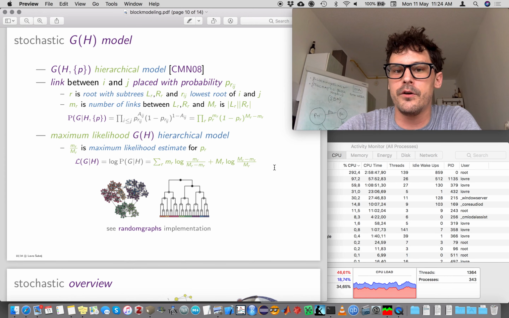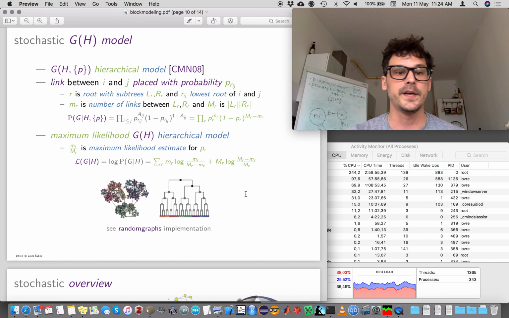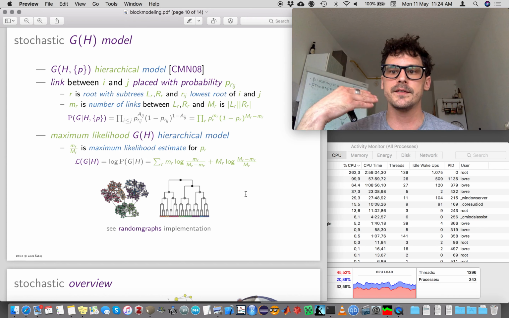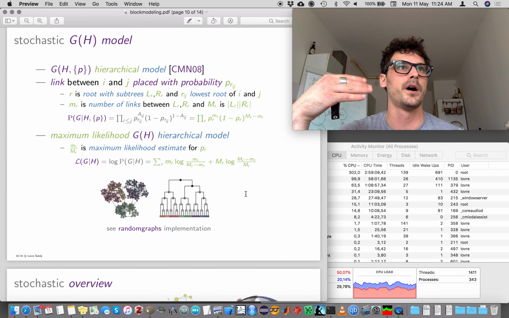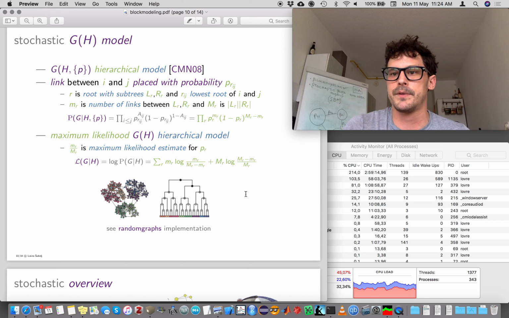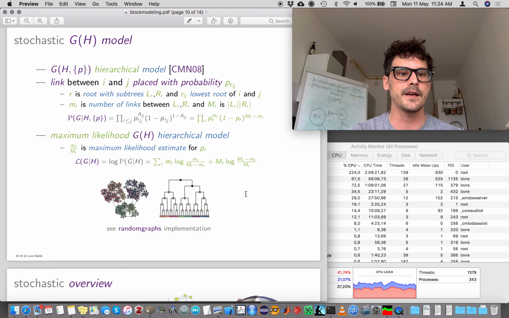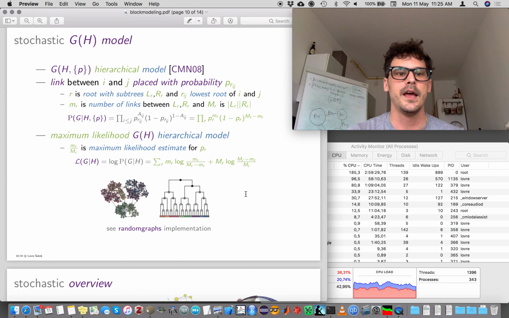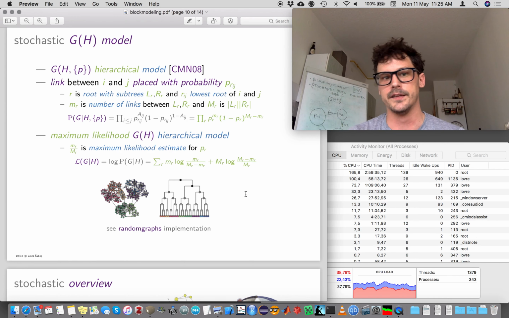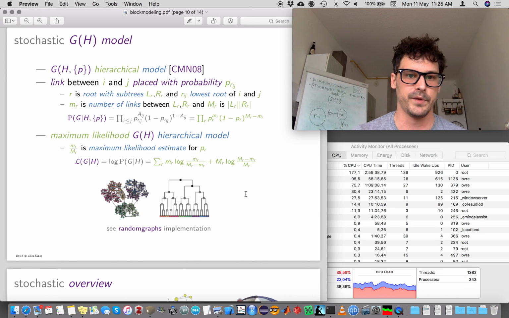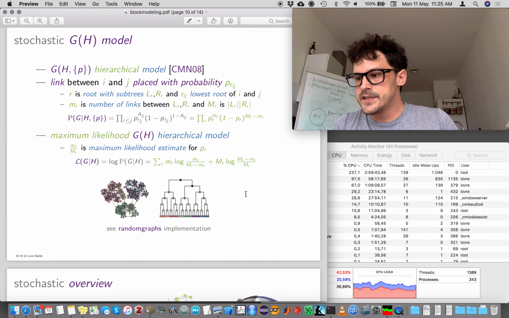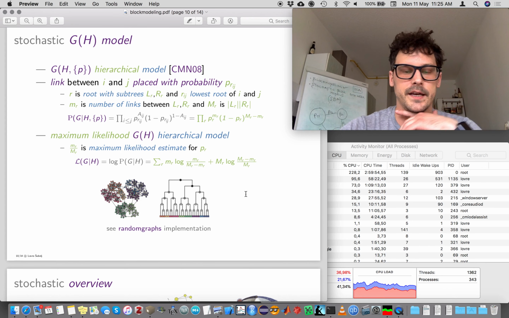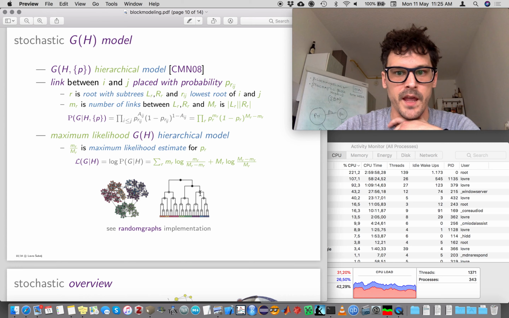Now, the only thing that you are left with in order to use this approach is to find some reasonable algorithm, which can be just some greedy local optimization that optimizes this likelihood, that finds the hierarchy that is most likely to generate the network that we have. And this is basically it regarding the hierarchical stochastic models.